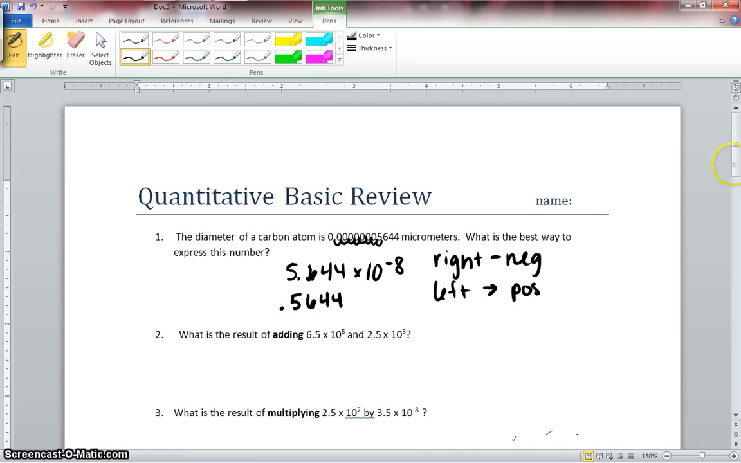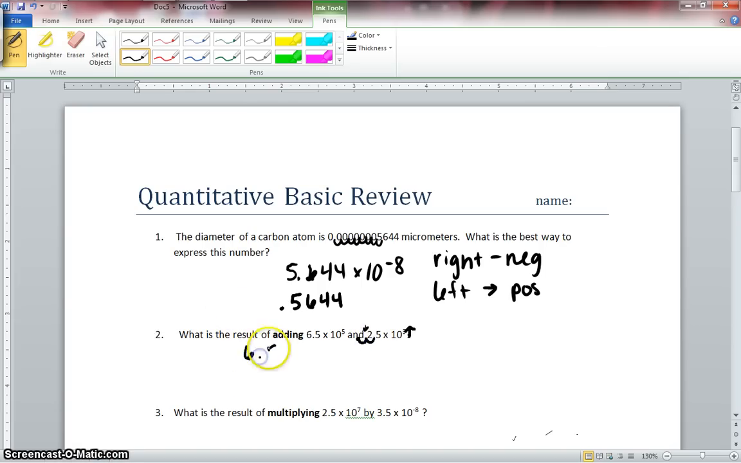The next question says, what is the result of adding 6.5 times 10 to the 5th and 2.5 times 10 to the 3rd? Okay, so what I like to do is find the exponent that's going to be the biggest. So we know that 3 is smaller than 5, so we're going to move the 3. If this number has to go up, then this number is going to go down. So we have to make this number smaller. So we're going to move it 1, 2 spots, so then we can line up our decimals and just add.